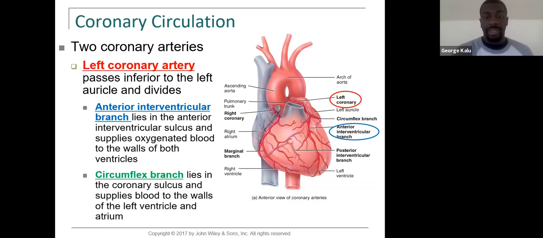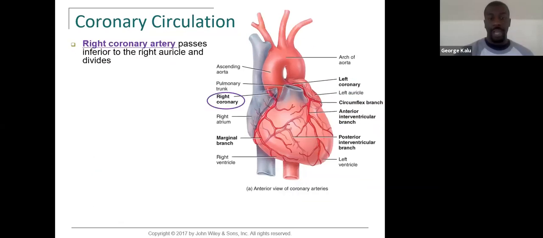Okay. The second branch of the left coronary artery is called the circumflex branch. And so that is going to sit inside the coronary sulcus, and that is going to deliver oxygenated blood to the left atrium and the left ventricle. Okay. So those are the two branches of the left coronary artery.